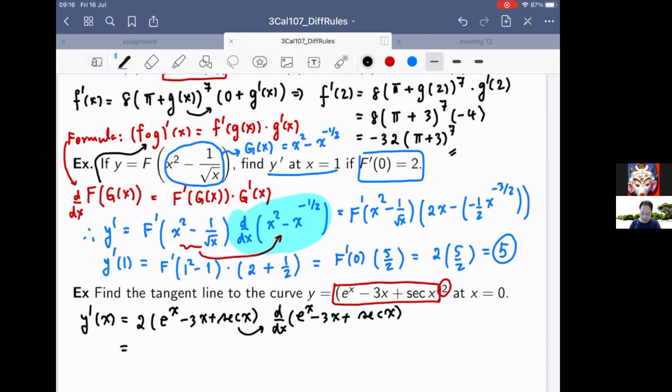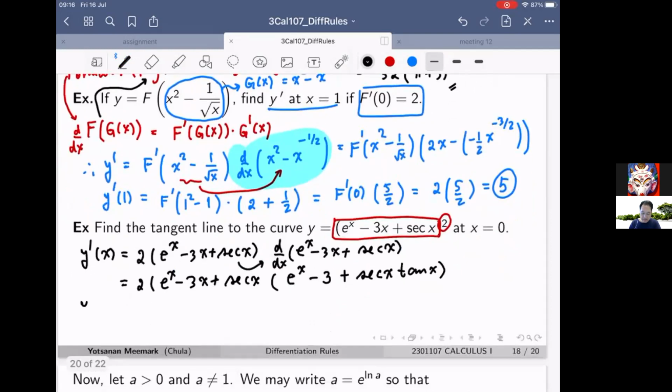So here becomes 2e to the x, 3x, and secant of x copy. The derivative of e to the x is just e to the x, the derivative of 3x is 3, and the secant becomes secant tangent. So here's your y prime. So your y prime at 0 becomes what? 2, e to the 0 is 1, this is 0, secant 0 is 1, and then e to the 0 is 1, minus 3, and then secant of 0 is 1, but tangent of 0 is 0. So you got what?